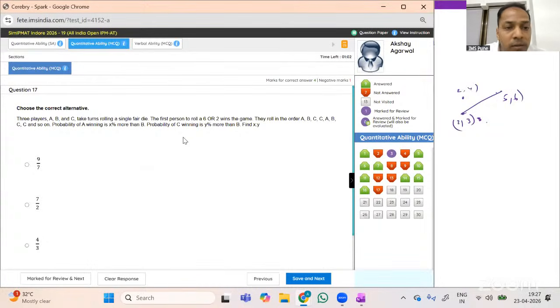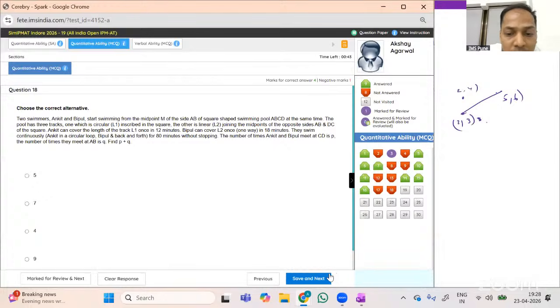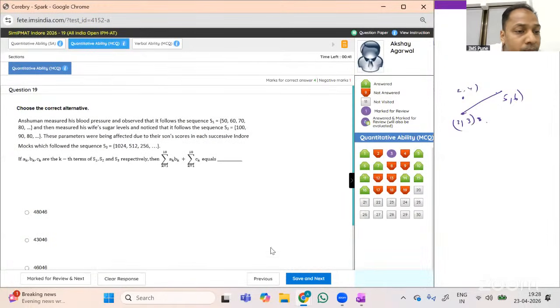Three players A, B, C take turns rolling a single fair die. The first person to roll a 6 or 2 wins the game. They roll in the order A, B, C, A, B, C, and so on. Probability of A winning is X% more than B. Probability of C winning is Y. Okay, I could have done this, but the time is very limited. Very straightforward questions only.